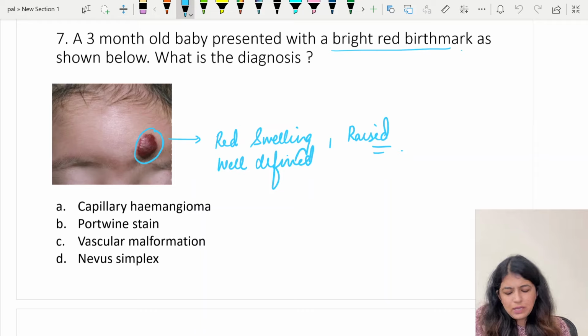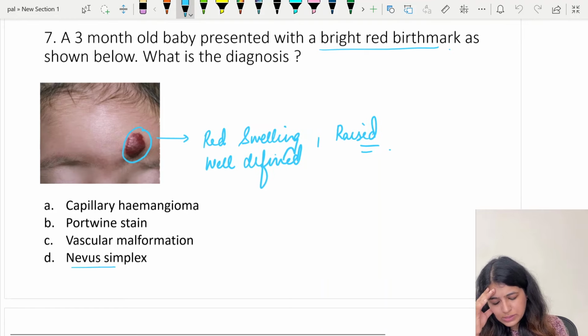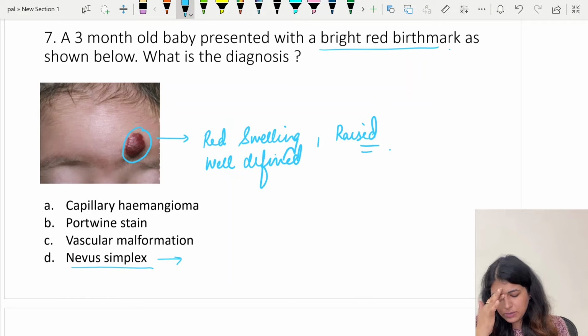So when a baby comes to you with such a red raised swelling, which is not following any specific distribution, it's not in the midline, it's not unilateral along the nerve, it is just a red swelling present at one point, no specific distribution. Now let us look at the options. Nevus simplex would be seen in a newborn. I'll just show you in the midline as just a mild erythema.